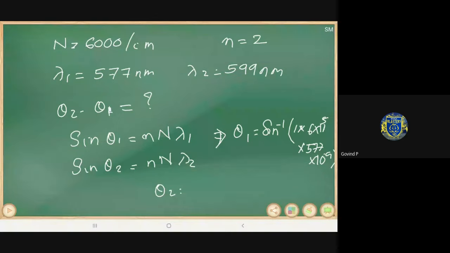Just calculate and tell me. So what is theta 1 and what is theta 2? Theta 2 is sin inverse of 1 into 10 to the 6 power. Everything is the same. Only thing is that 577 will become 599. Sorry, not 599, 579.